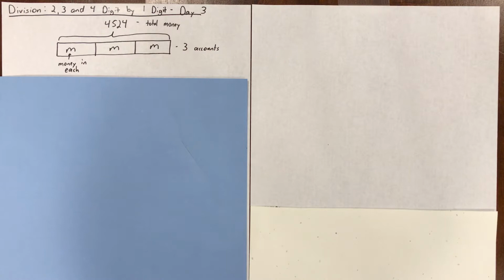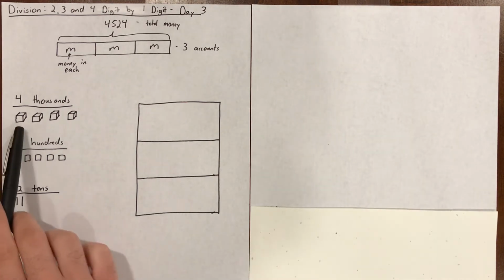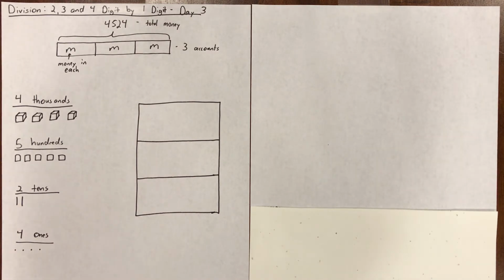All right, we know that we can show the dividend with place value blocks and the divisor with the number of groups that we draw to divide into. So I've gone ahead and done that for us to get us started here. So what multiplication fact can I use to figure out how many thousands to put into my 3 groups? Say it out loud.